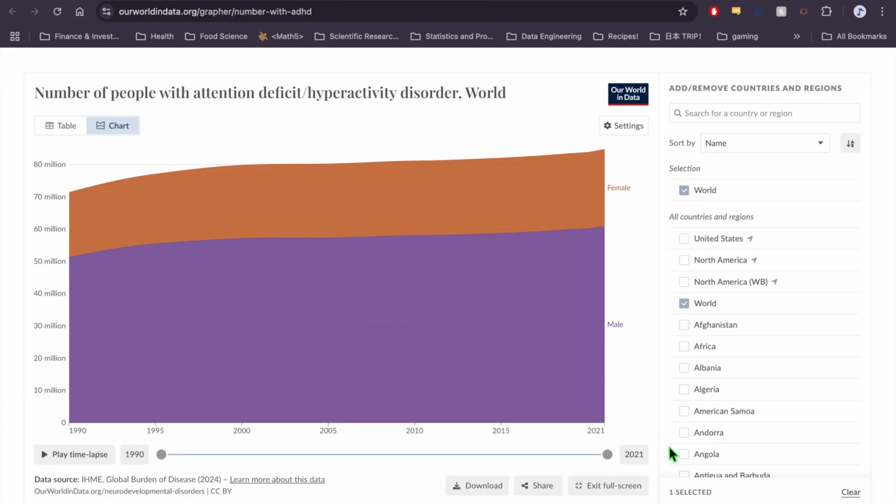For the sake of time, I'm not going to do this in the video, but it's definitely a necessary step to first research where your data comes from, A, and B, does the data come from a credible source?